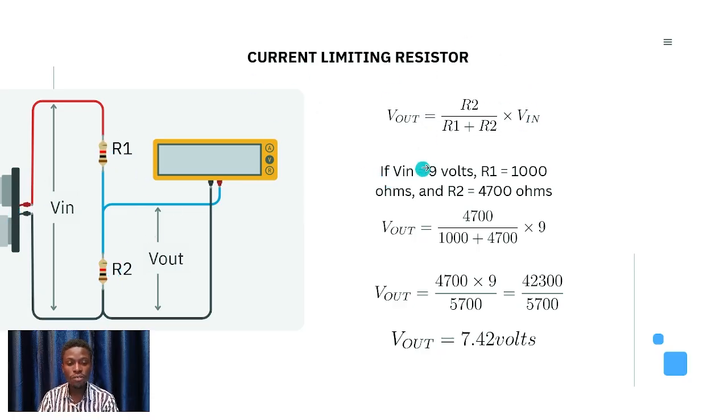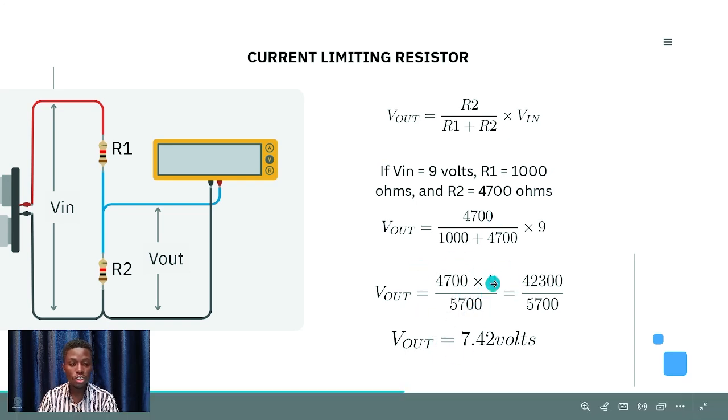So for example, if the input voltage is 9 volts, are you following? And R1 is 1000 ohms, that is, this one is 1000 ohms. And R2 is 4700 ohms. What will be the output voltage? Just slot in the formula. So V is equal to 4700 over 1000, which is R1, plus 4700, which is R2, multiplied by the input voltage, which is 9 volts. By the time you do the calculation, you will get 7.42 volts, right? So you get that voltage.